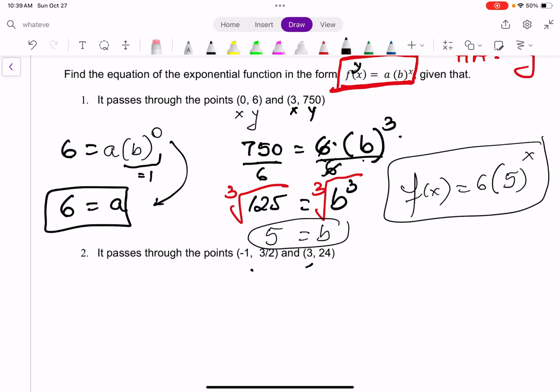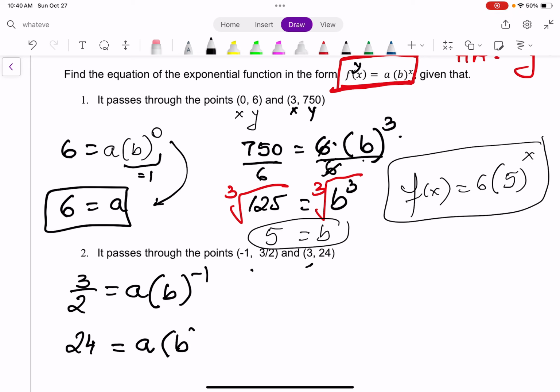So here it is. 3 over 2 for y is equal to a times b to the negative 1. And at the same time, 24 is equal to a times b to the power of 3. Okay, so what we have here is pretty much something that we call a system. I have an a and a b, and I don't know how to solve it.